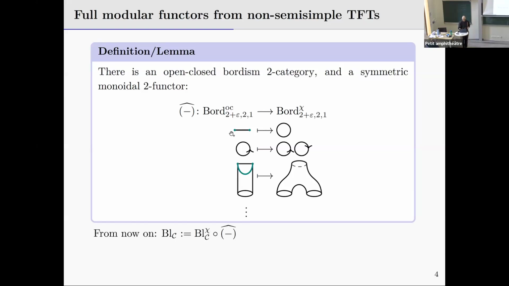Okay, and from now on, I will abbreviate this. What you have now are two different symmetric monoidal 2-functors, one going from this bordism category to this other bordism category, and one then going to Lex. So you can compose them. And I will abbreviate this composition by throwing away the superscript. Okay.